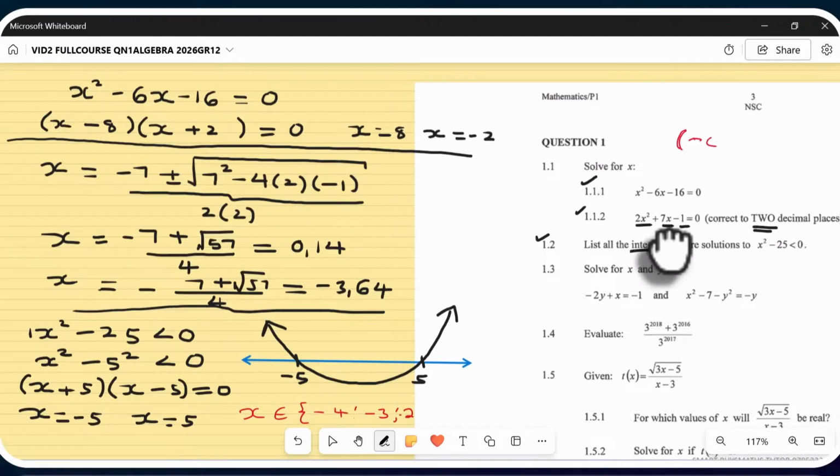Now here, the 5 is not part of the solution because there's no equal sign here in the question. Like I told you, no equal sign here. This is what they wanted here. And I hope, guys, we are together.